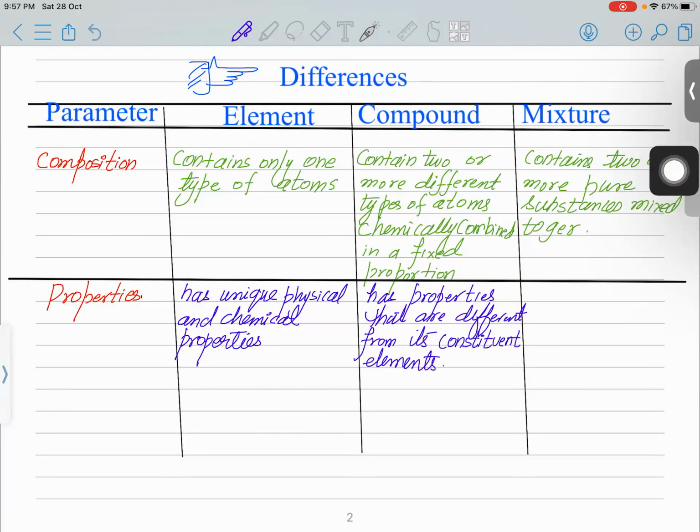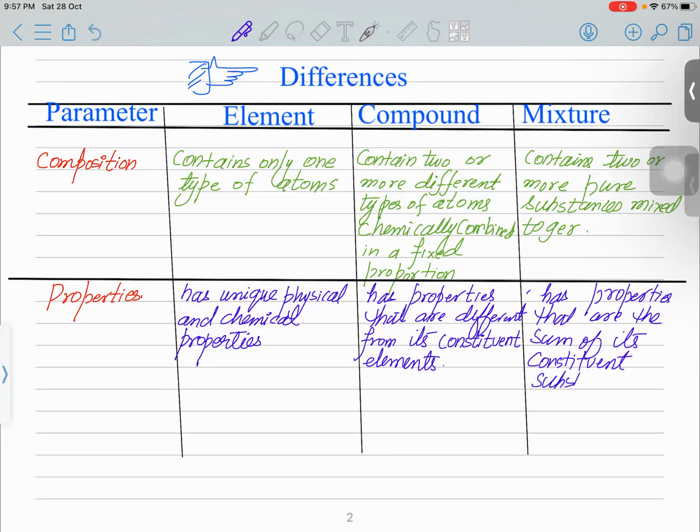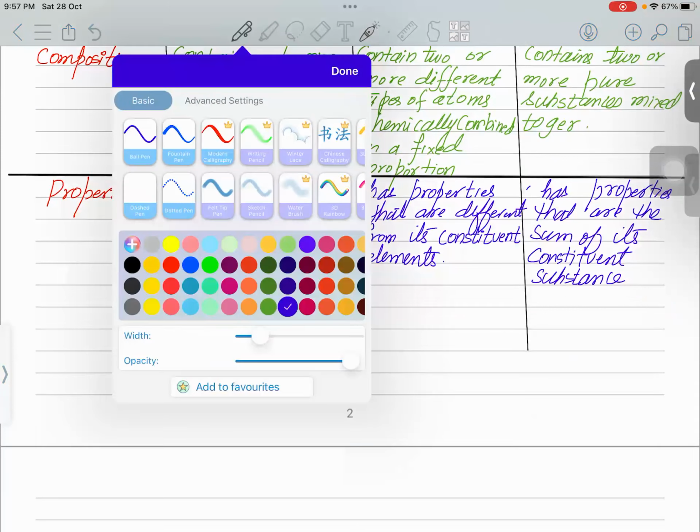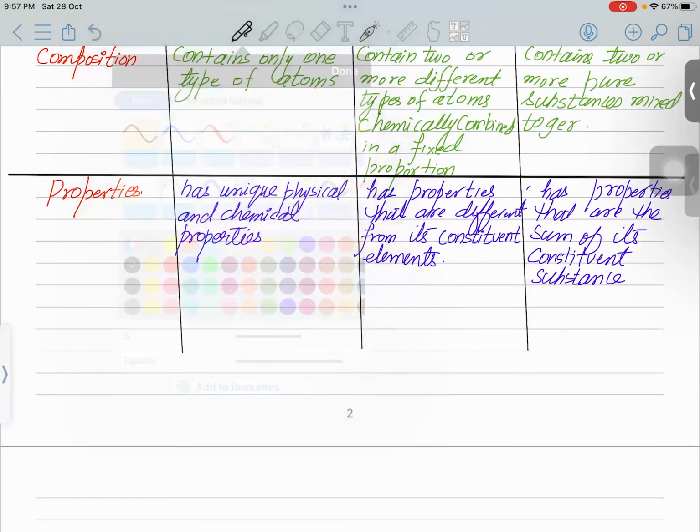And what about the mixture? It has the properties that are the sum of its constituent substances. So mixture has the sum of all the properties.